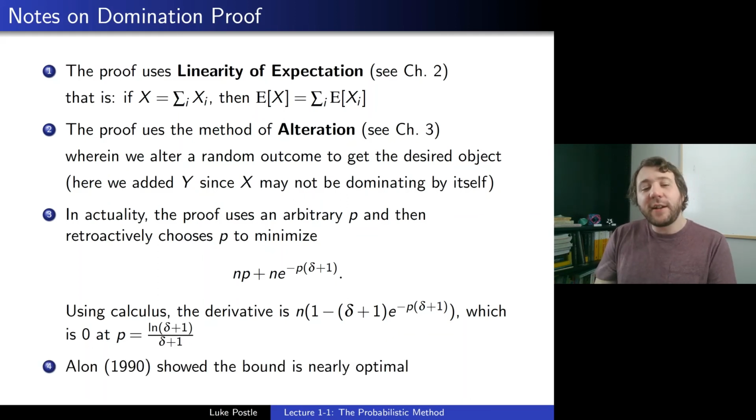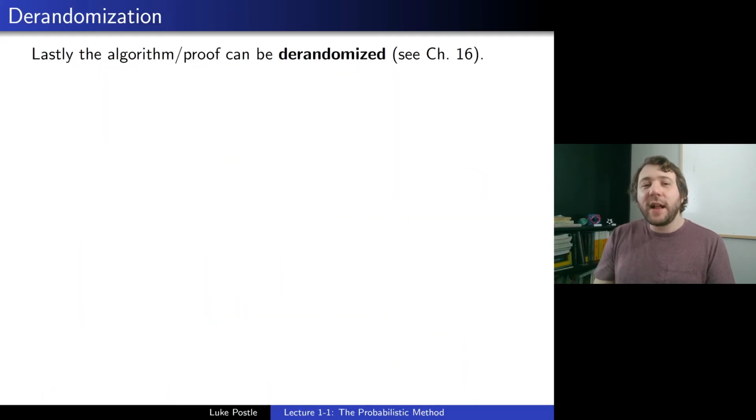Also, I'll note that Alon showed that the bound is nearly optimal. I suggested that maybe it could be n over δ+1, but actually using some random constructions you can show that this log factor is in fact necessary, and so that is pleasing, that it's roughly optimal as a theorem. Last, I wanted to discuss something called derandomization, which can be seen in chapter 16 of Alon and Spencer, and that's that this algorithm, this proof, can be derandomized.